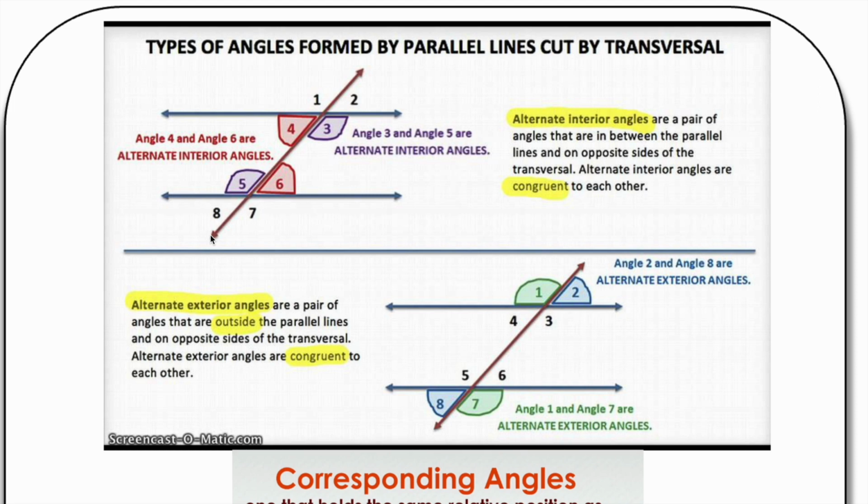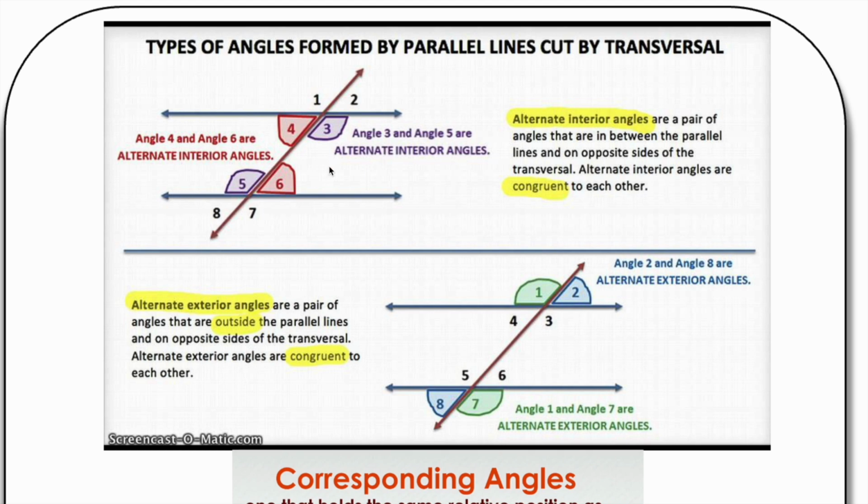So when this happens, we have a couple relationships that we want to recognize. The first one we have here is alternate interior angles, a pair of angles that are between the parallel lines. That's what interior means. And on opposite sides of the transversal. That's actually what alternate means. Alternate interior angles are congruent to each other.